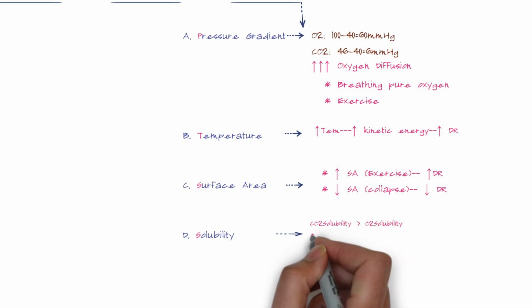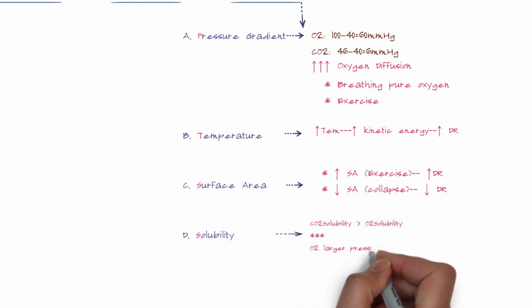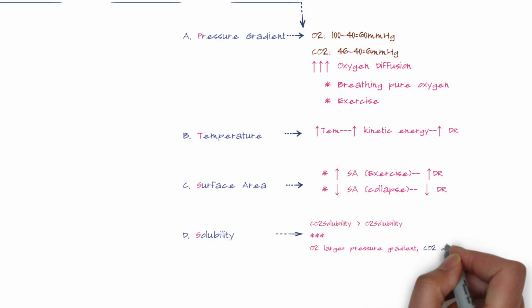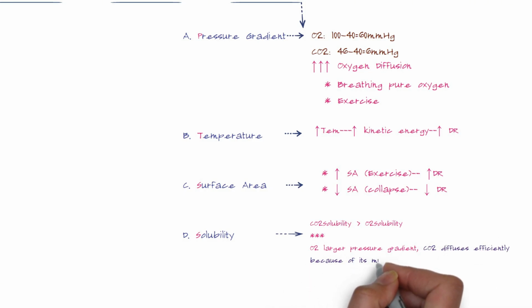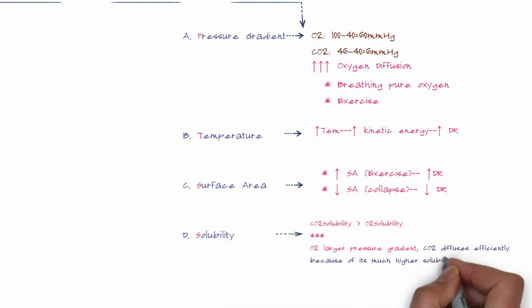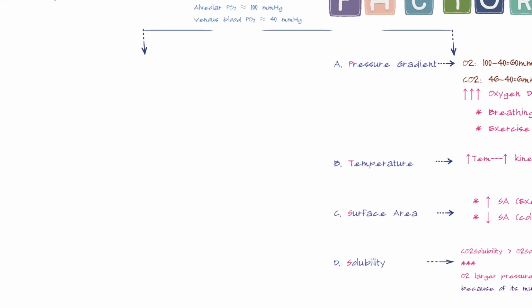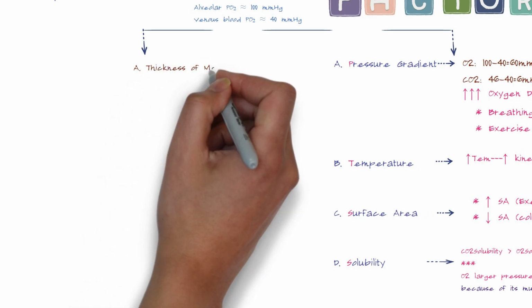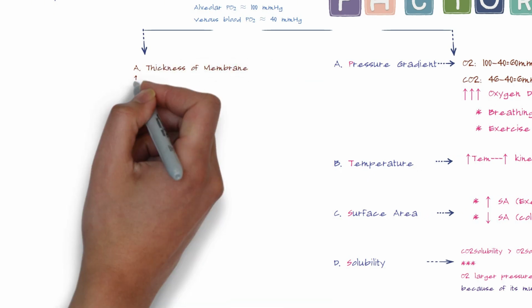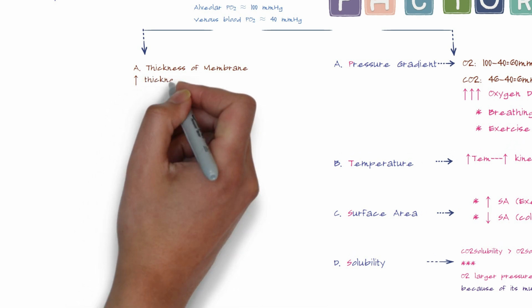And finally, solubility, and this is where carbon dioxide is the winner. Carbon dioxide is more soluble than oxygen, so it passes through the respiratory membrane more easily. Let's go to the factors that decrease diffusion, the factors that are inversely related to diffusion.